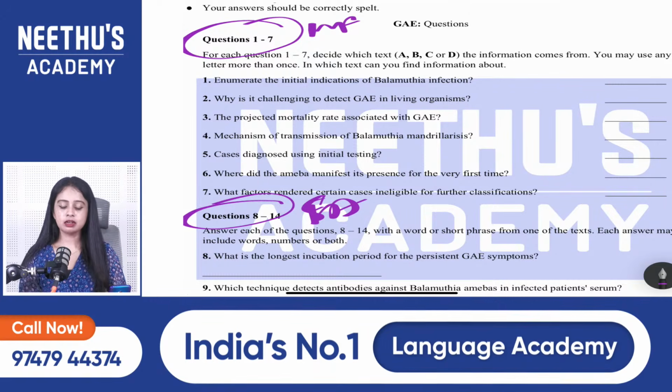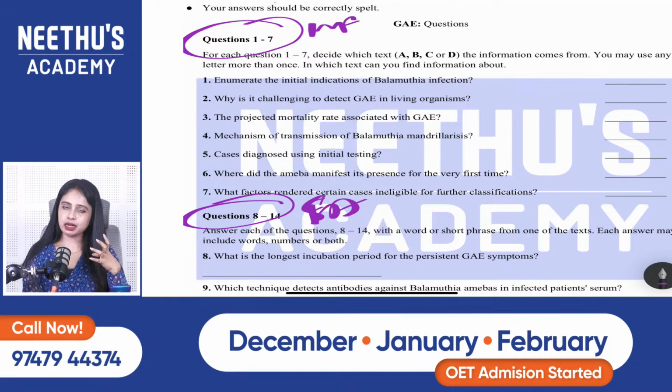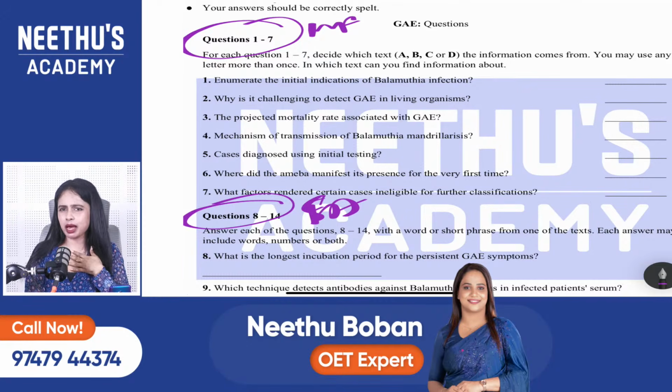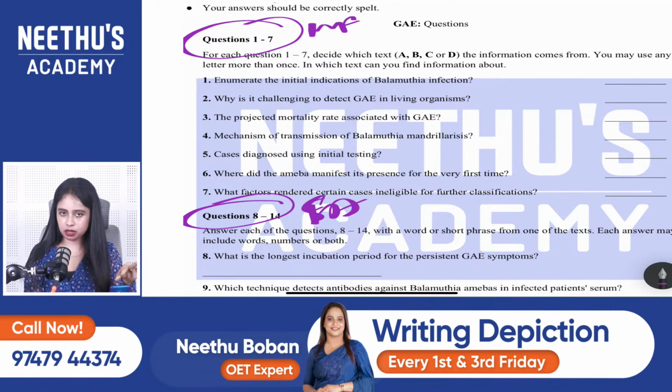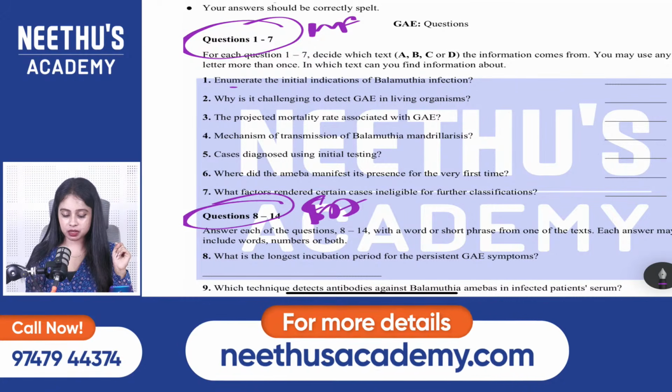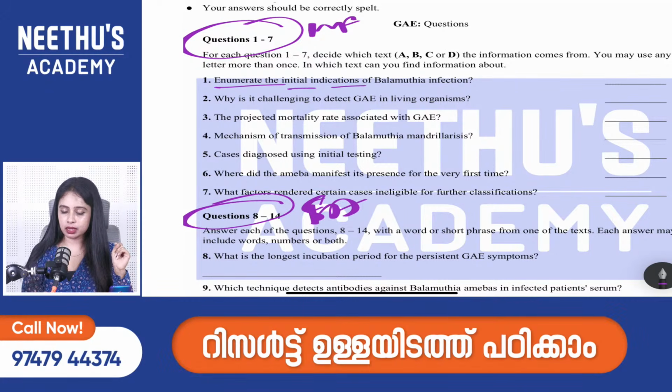Clear? Yes. First one. When you read a question also, you can underline some keywords from the question, maximum 3 keywords, not more than 3. So the first one: enumerate the initial indications of Balamuthia infection. So my keywords: enumerate, initial, indications. Indication means symptoms.